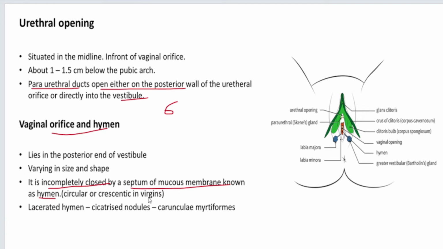But later in a parous woman, or even after a lacerated hymen during childbirth or maybe other accidents or injuries, there may be formation of cicatrized nodules. Those nodules are known as carunculae myrtiformis. So please remember this point. These carunculae are related to the hymen.